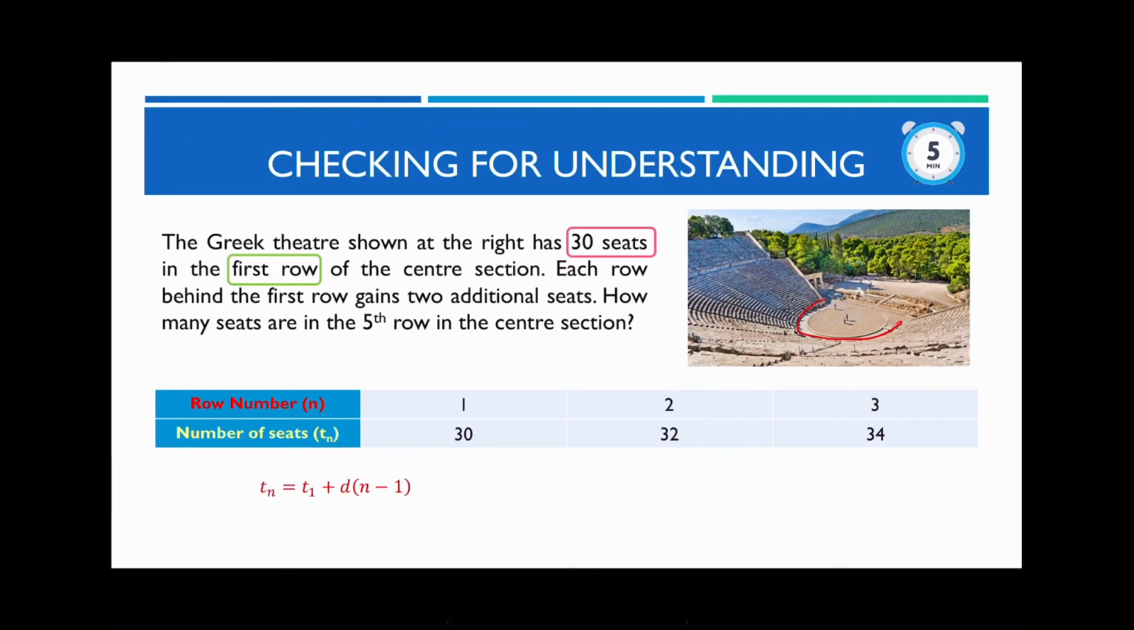So in this case, we know that the common difference is going to equal 2 because it increases by 2. And your T1, your first value, is going to be equal to 30. And all you need to do is substitute that into your formula. So this is what you should have as a general formula.